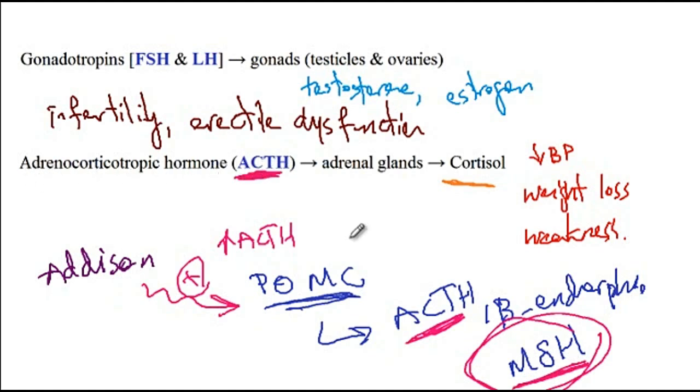On the other hand, if there is only a defect in the ACTH, there won't be any MSH being produced because there is no positive feedback on POMC to break down. That's the time that we only get low blood pressure and weight loss but no hyperpigmentation.